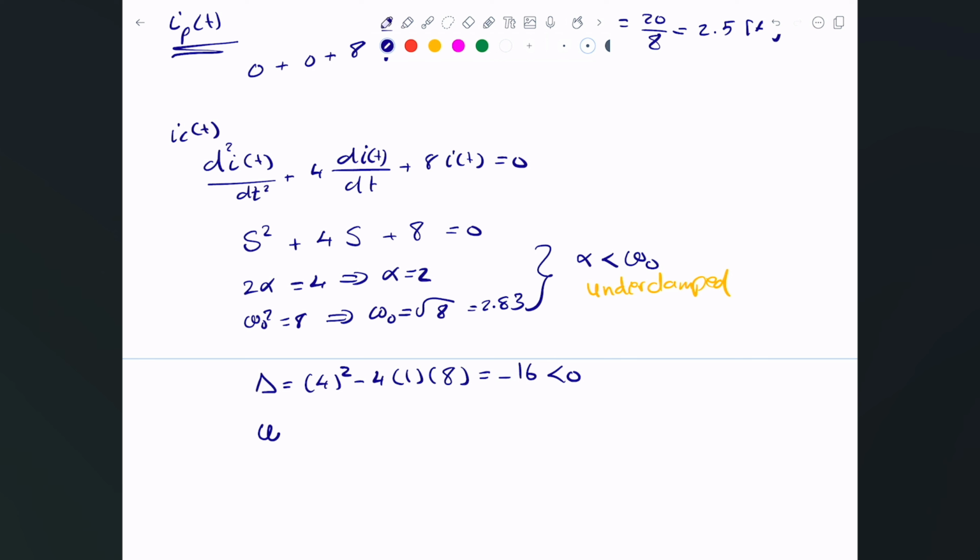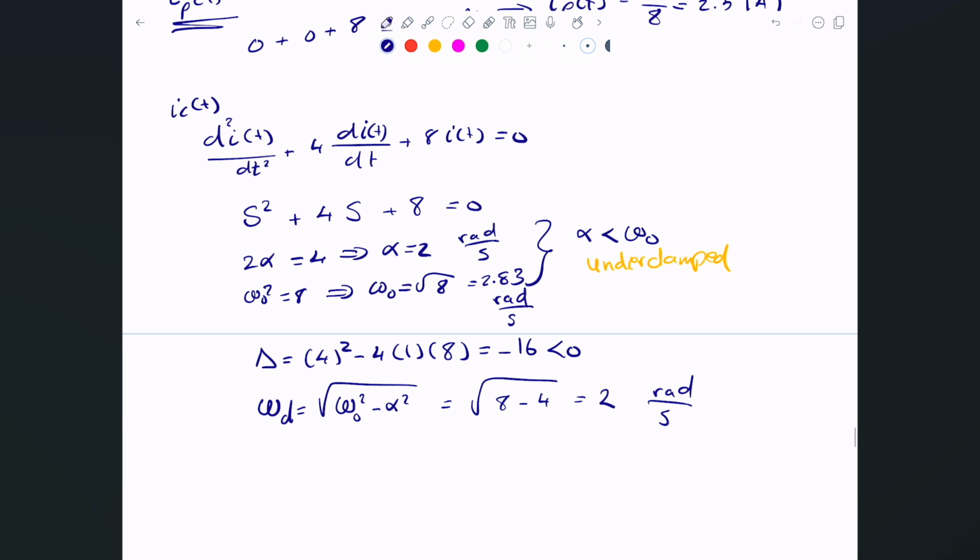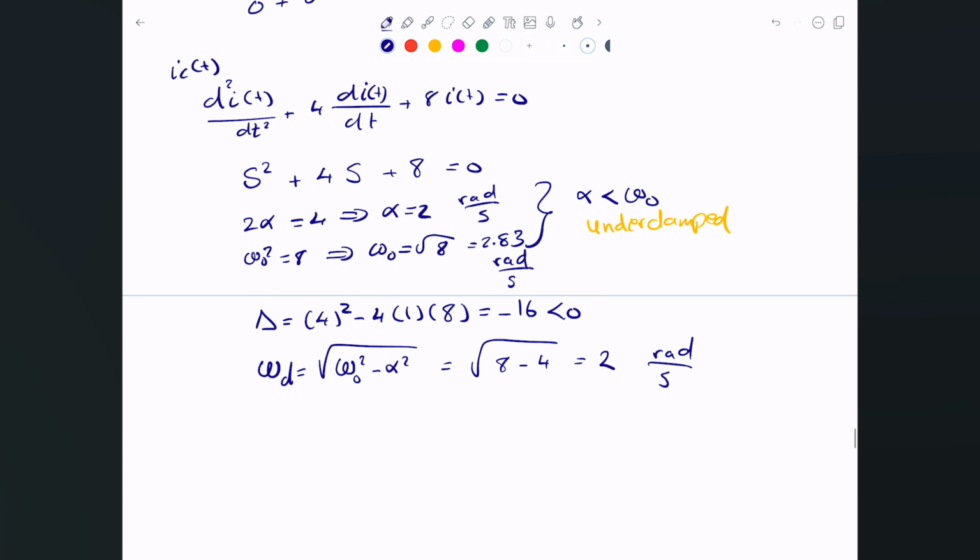We know that it's underdamped. What we need to do is compute the omega d. Omega d is just simply the square root of omega 0 squared minus alpha squared, which is 8 minus alpha squared, which is 4. That is 2. That's rad per second. By the way, everything is in rad per second, so even the alpha here is rad per second, and this is rad per second, radians per second.